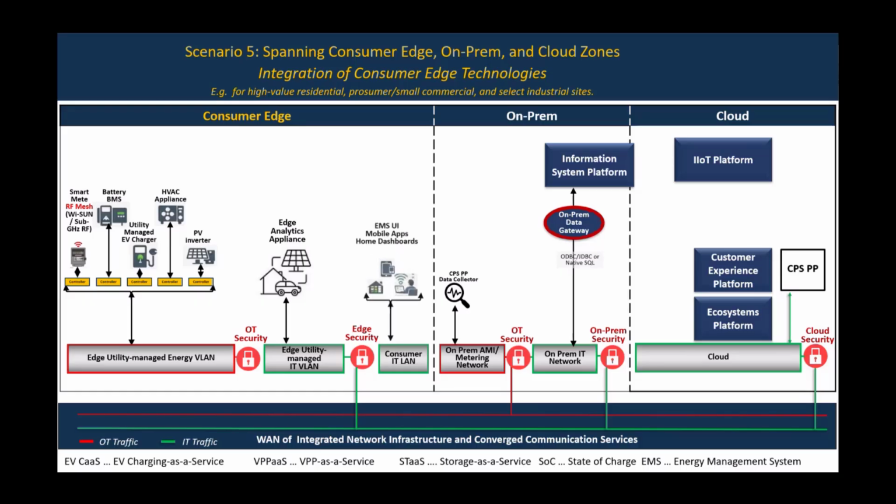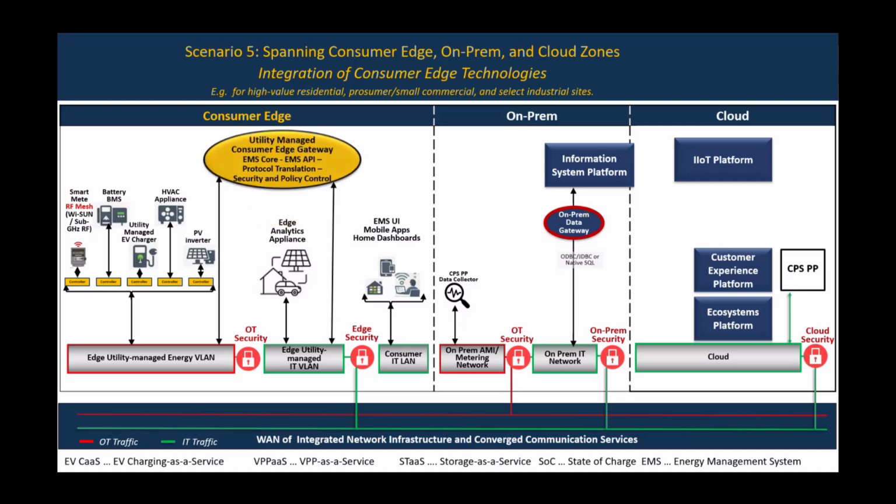And at the end user side, we have here at the consumer IT LAN things such as energy management system, user interface, mobile apps, as well as home dashboards. What about how the data is acquired? First, it is acquired using the utility management consumer edge gateway that includes energy management system built-in core applications, energy management system API, protocol translation, security, and policy control capabilities.